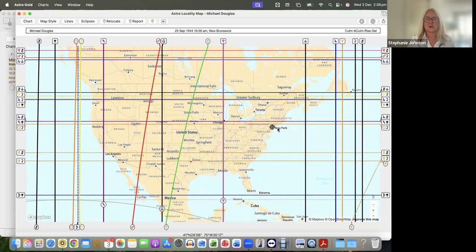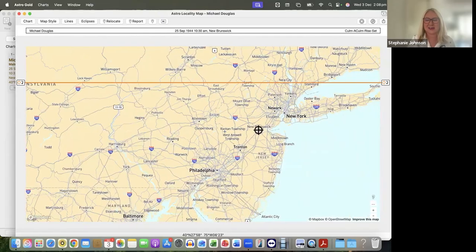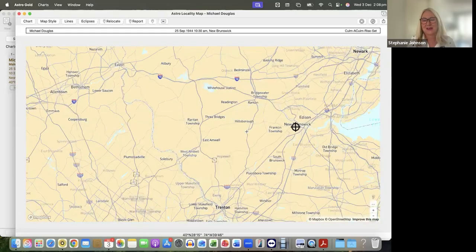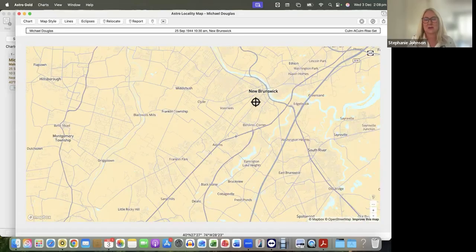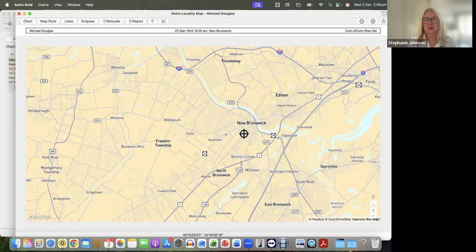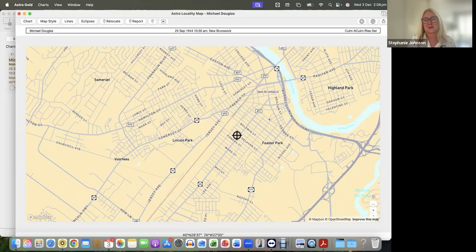One of the new things you'll see is this little crosshair here. That is his birthplace. But those of you who are familiar with Astro Gold and the mapping section will see that already we have a lot more detail. Let's just keep going. Look at this. It's amazing. We can keep going right in to see where he was born. And this is where we're getting to street level. You can see where you were born, on what street. So I just think that's really cool.